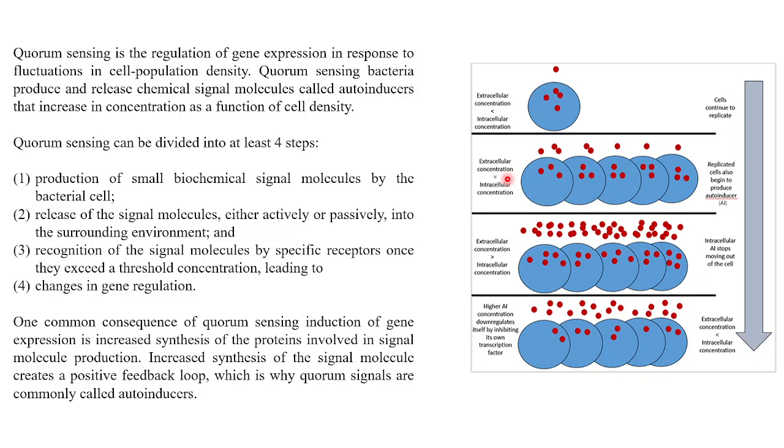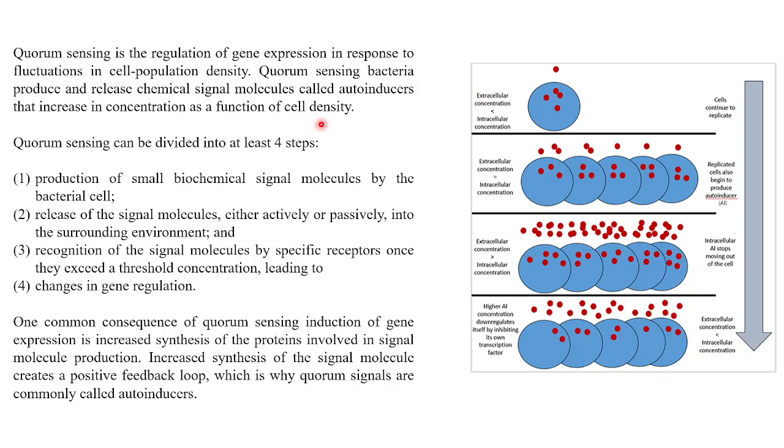So what is quorum sensing? Quorum sensing is basically the regulation of gene expression in response to the fluctuations in cell population density. And it is mostly seen in case of bacteria, where bacteria release chemical signal molecules called AI or autoinducers, and basically this concentration of autoinducer increases as a function of cell density. It basically depends on the cell density. As and when the cell density fluctuates, the autoinducer concentration might also be fluctuating.